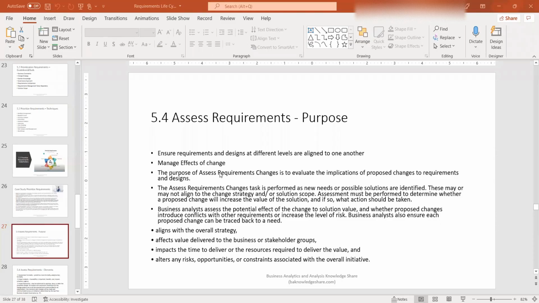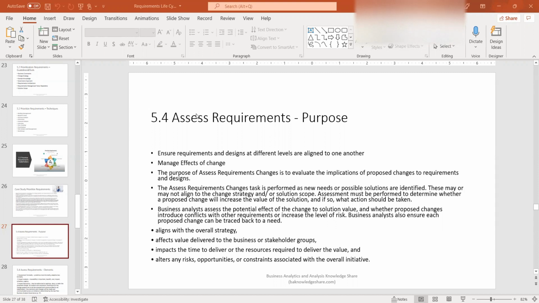Now, the purpose of assessing requirements is to ensure that the requirements and designs at different levels are aligned to one another. They manage the effects of change. The purpose of assess requirements changes is to evaluate the implication of proposed changes to requirements and designs. The task is performed as new needs or possible solutions are identified. These may or may not align to the change strategy and/or solution scope.